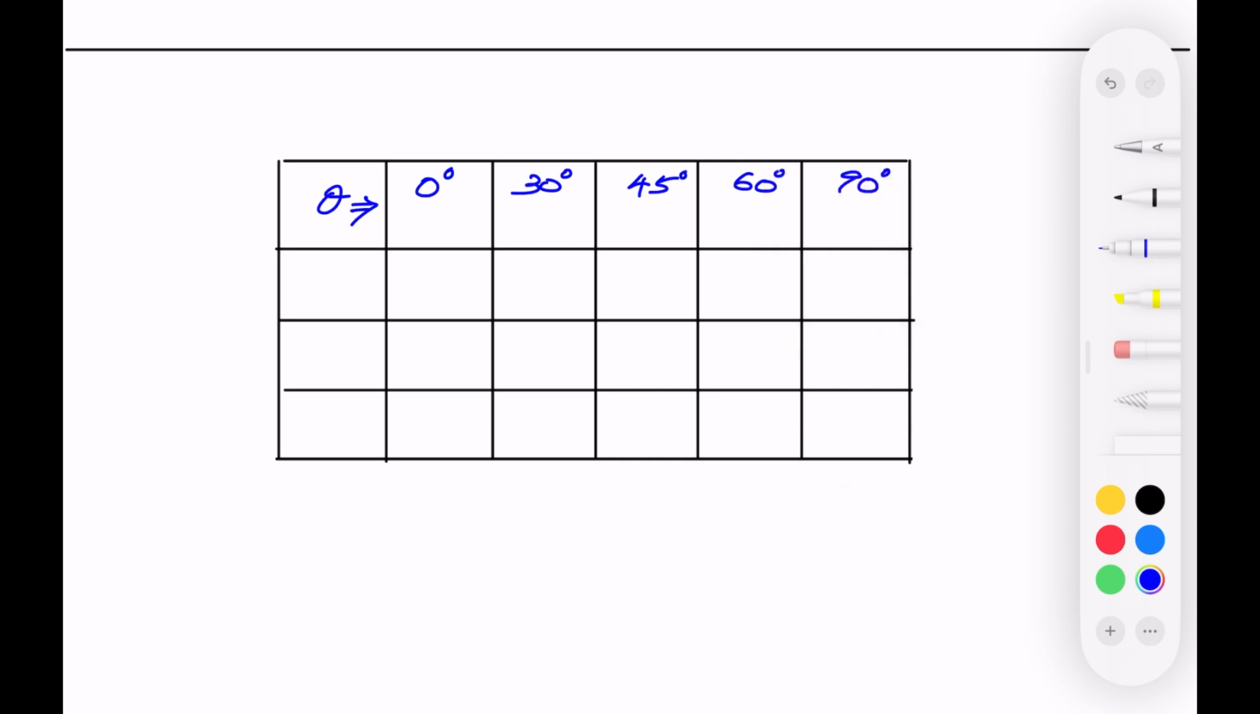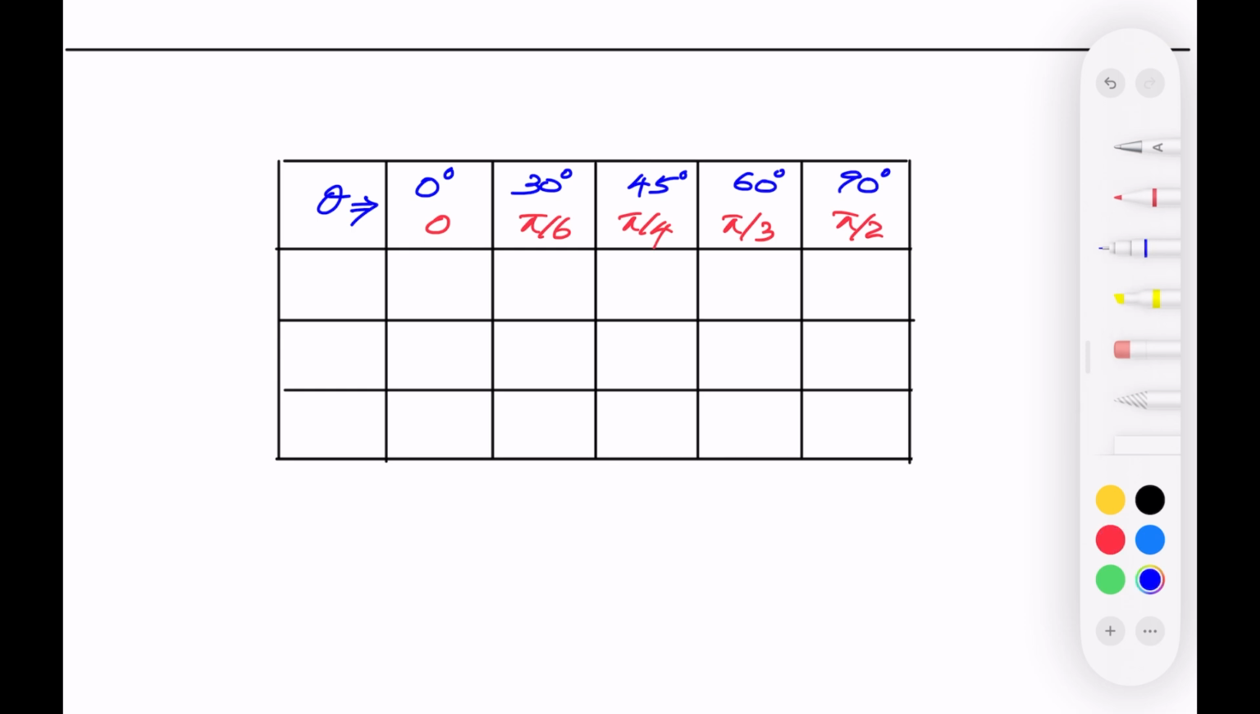It's also very important to remember those angle values in radians. We know that 0 degrees is equal to 0 radians. 30 degrees is equal to pi over 6 radians. 45 degrees is equal to pi over 4 radians. 60 degrees is equal to pi over 3 radians. 90 degrees is equal to pi over 2 radians. Now we will fill this table.